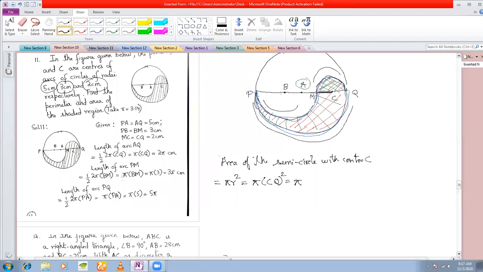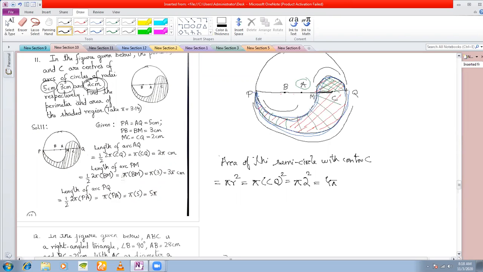And what is the radius here given? The radius of the semicircle with center C is 2 centimeters given. So let us put the value, pi into 2 square. So you get 4 pi. The area of the semicircle with center C is 4 pi. We'll put the value of pi later.